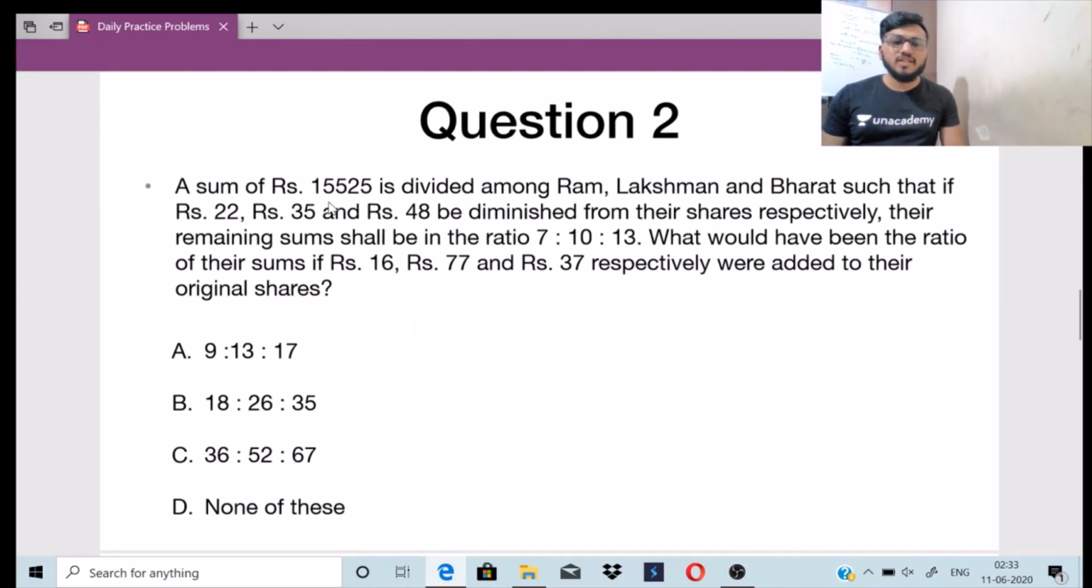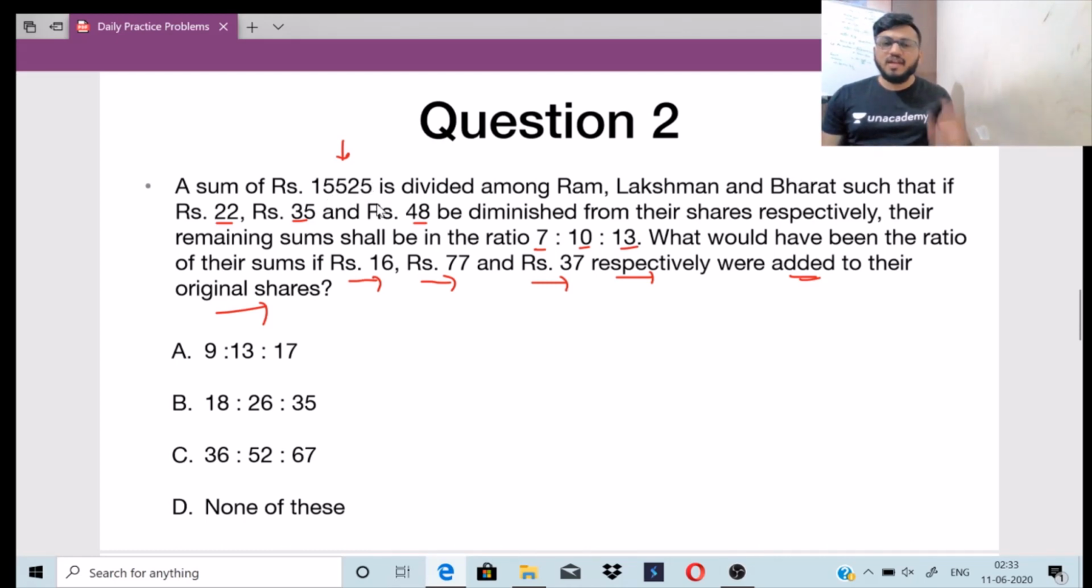A sum of rupees 15,525 is divided among Ram, Lakshman and Bharat such that if rupees 22, 35 and 48 be diminished from their shares respectively, their remaining sums shall be in the ratio 7:10:13. What would have been the ratio if rupees 16, rupees 77 and rupees 37 respectively were added to their original shares? Basically this sum is the addition of all three, Ram, Lakshman and Bharat.